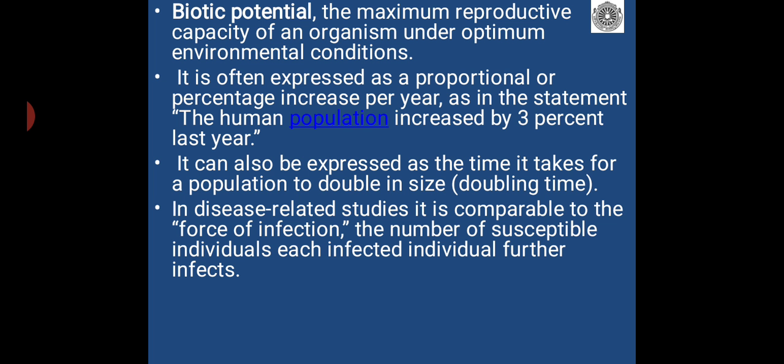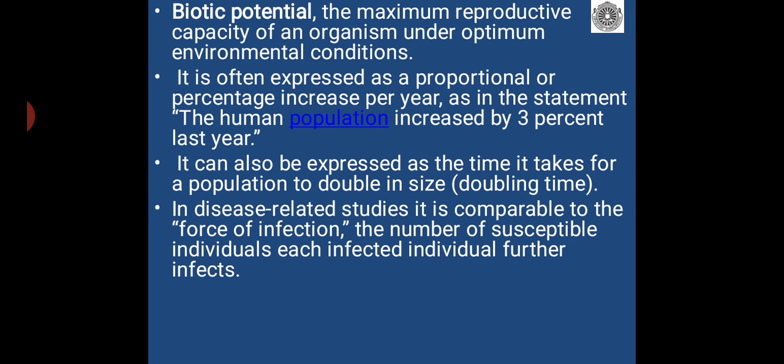Biotic potential. The maximum reproductive capacity of an organism under optimum environmental conditions is known as biotic potential. It is often expressed as a proportional or percentage increase per year, as in the statement, the human population increased by 3% last year. It can also be expressed as the time it takes for a population to double in size, that is, doubling time.